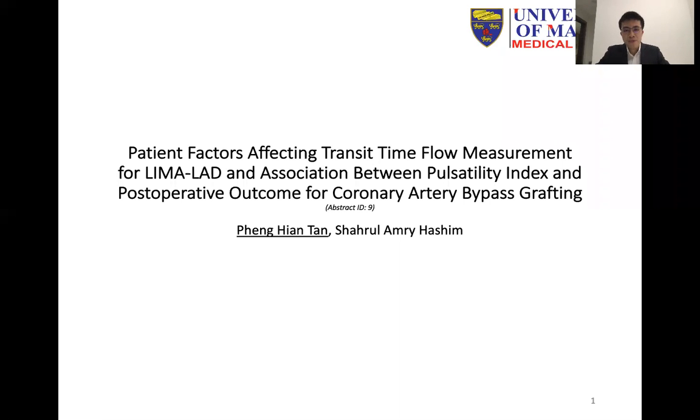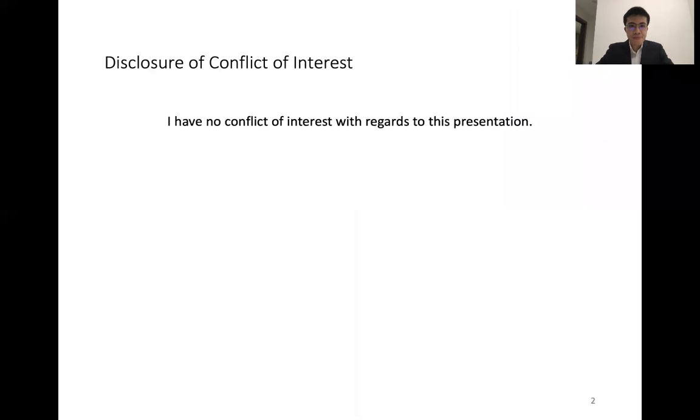I'm Ping Hin from University of Malaya Medical Center. My topic is patient factors affecting transit time flow measurement for LIMA LAD and association between pulsatility index and postoperative outcome for CABG. I have no conflict of interest with regards to this presentation.